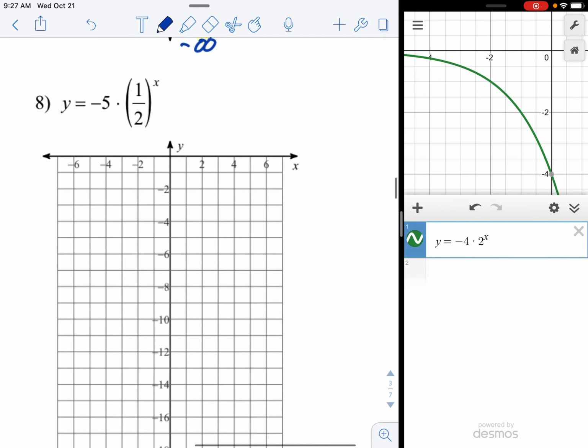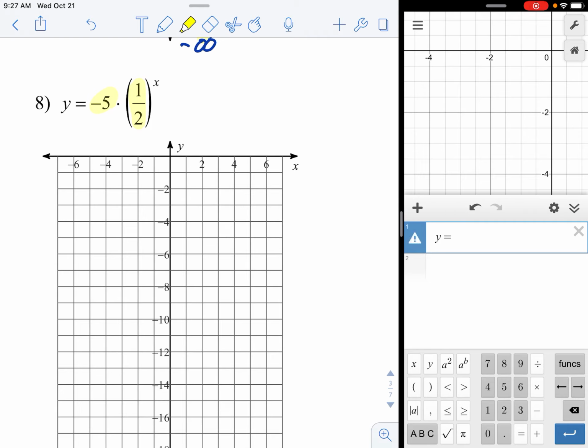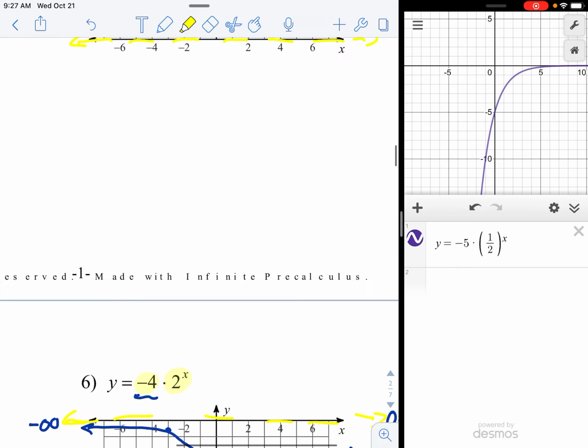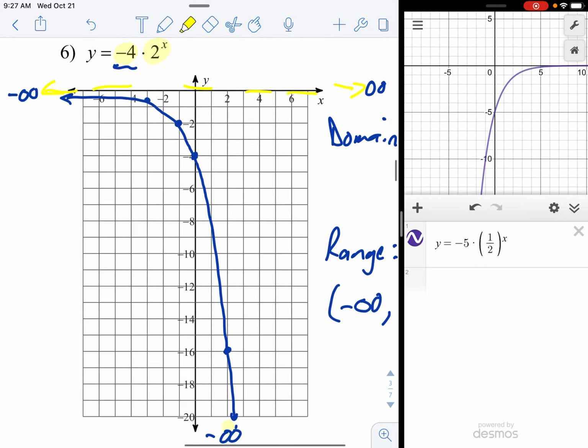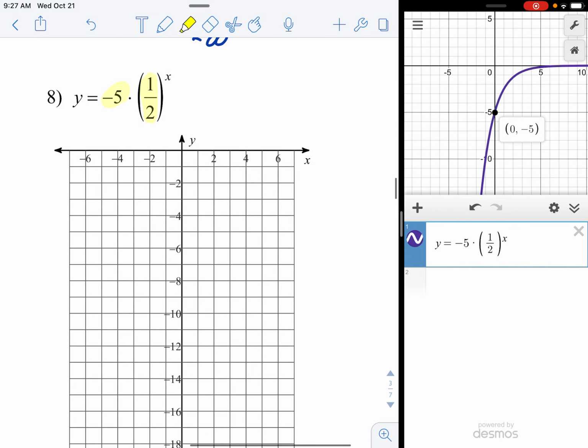Number 8. So now we have a fractional base times a negative number. Let's look at that. y equals negative 5 times 1/2 raised to the x power. Oh, that 5 didn't show up. Man, this keyboard is touchy. Let me hit the home button, and there's my graph now. So it's kind of like this one flipped over, but it's flipped over and stretched out 5 times. So we have an intercept here.